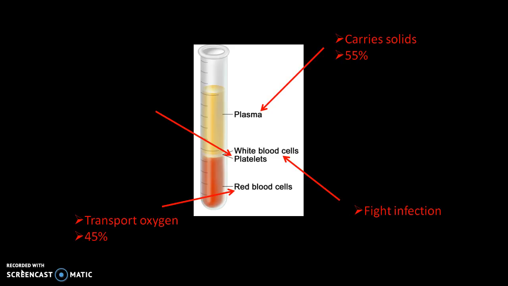Our white blood cells are made in bone marrow as well, our lymph nodes and our spleen. They are 3 times the size of red blood cells, and their main role is to fight infection to protect our bodies. Finally, our blood's platelets, and these are formed in bone marrow as well, and their role is to clot our blood. Combined, our platelets and white blood cells make up about 1% of our blood.